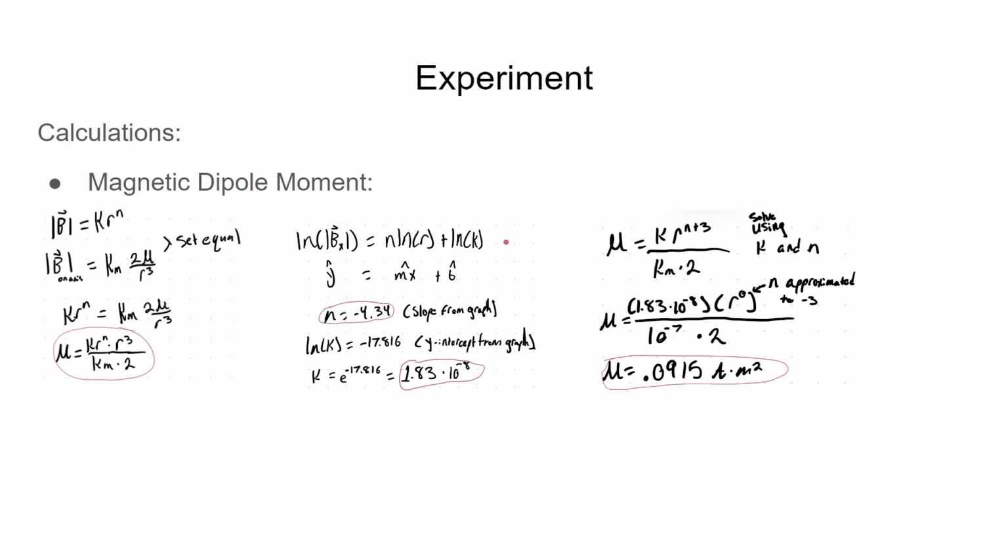And then here is our distance dependence equation, but we put everything to the natural log for our graph. And then here we can look at our slope, which was in y equals mx plus b. We can look at our graph for that and find these values. So n was from our graph, and we also found our ln of k, which we could raise everything to e and then get this value. And then we took that back to the equation we just found, plugged everything in. We did have to approximate the n, our slope, to make everything work out. But here's our final value, so 0.0915.